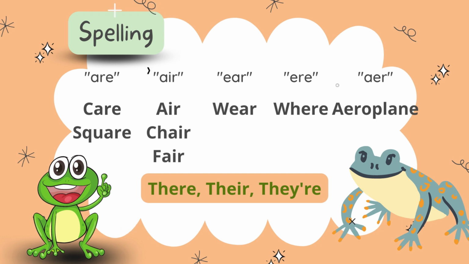Remember, this diphthong is particularly used in British pronunciation. If you prefer American, you can add a rhotic ending. Listen, care, square, air, chair, fair, where, airplane, there. So all of them have a soft rhotic ending.